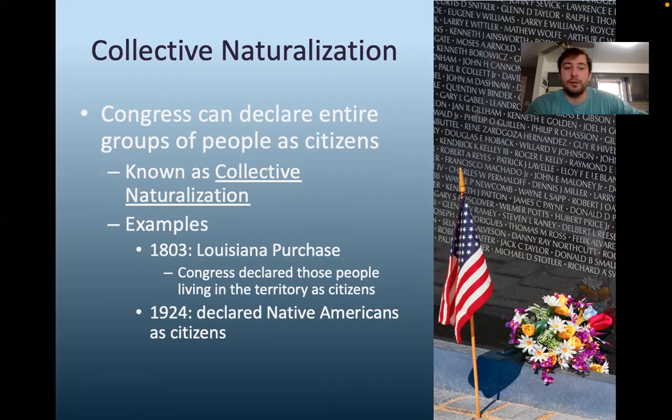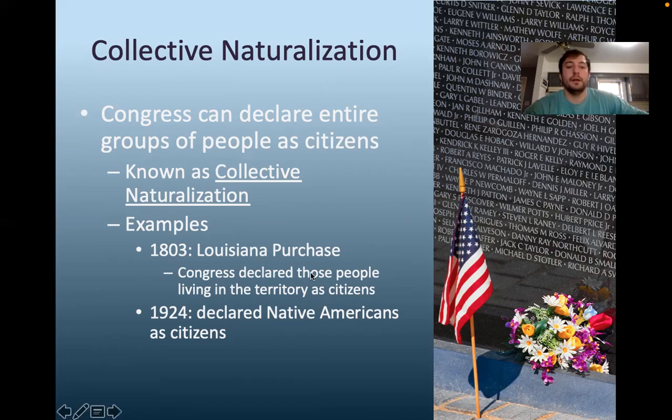So the Louisiana Purchase is a great example. In 1803, as we're claiming that big chunk of land, okay, past really the Appalachians into the Mississippi, out to the west, the Midwest of the United States, all these people that live there are U.S. citizens.